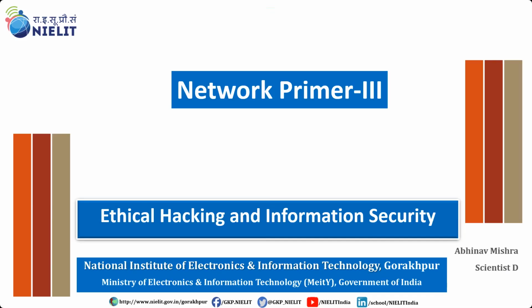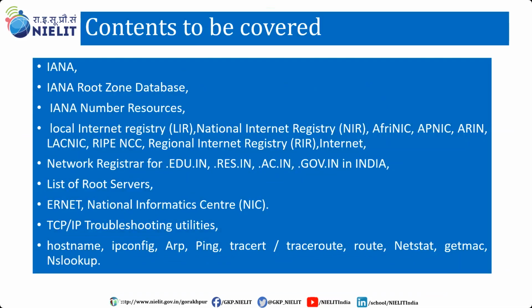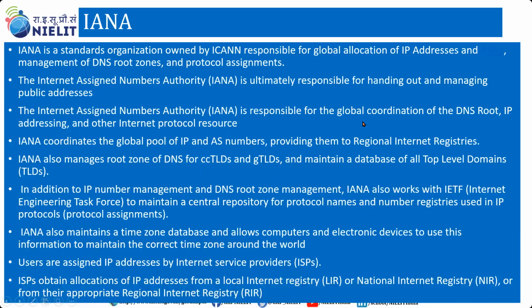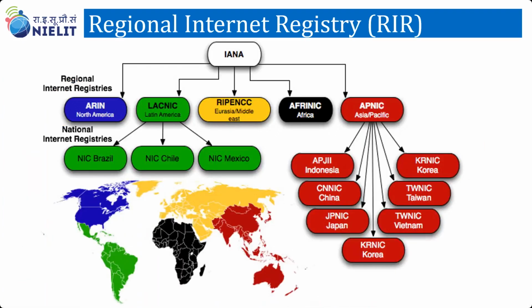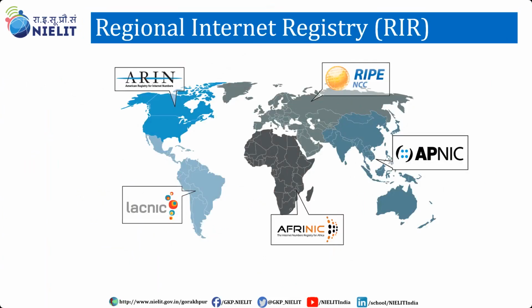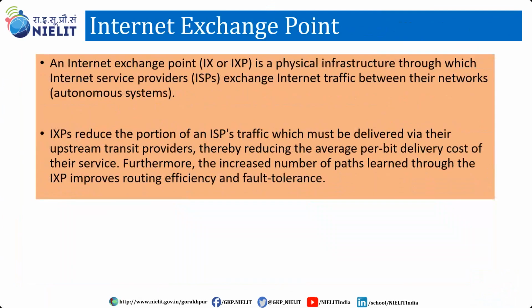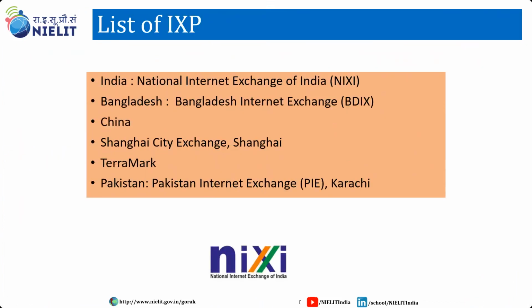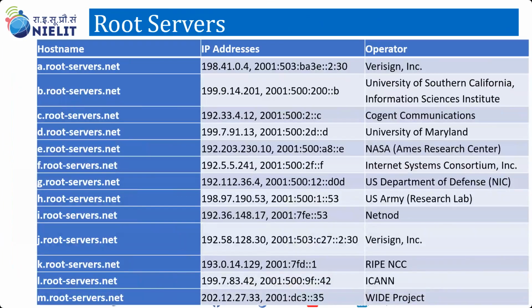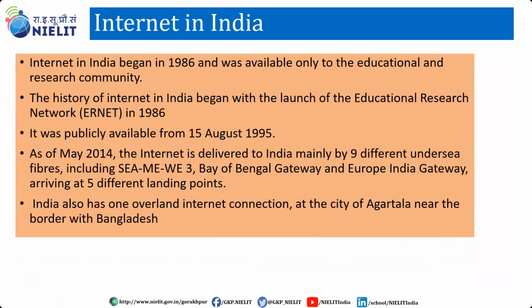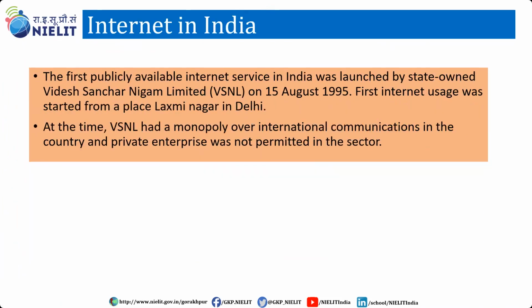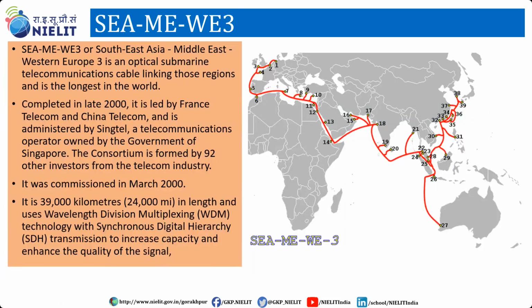So let us complete the remaining part of Network Primer 3. Yesterday we covered IANA, then Regional Internet Registry across the globe. There are 5 RIRs on the globe. Then IRINN, Internet Exchange Point, root servers, different root servers, ARPANET, the role of ARPANET and NIXI in India. Then the longest submarine optical fiber cable backbone.